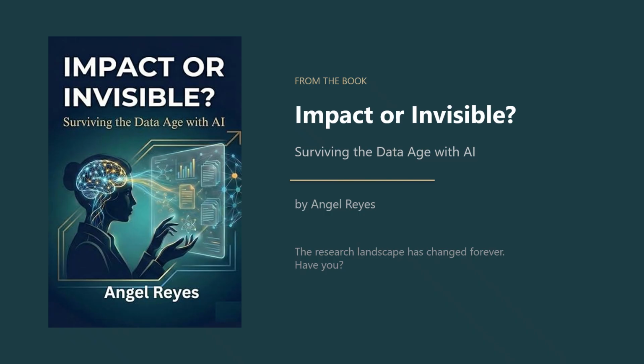But here's the problem: they tell you to disclose, but they don't tell you exactly what to say. The result is that researchers are either over-disclosing, listing every ChatGPT interaction even when it was just grammar checking, or under-disclosing out of fear that admitting to AI use might bias reviewers against their work. Neither approach serves you well.